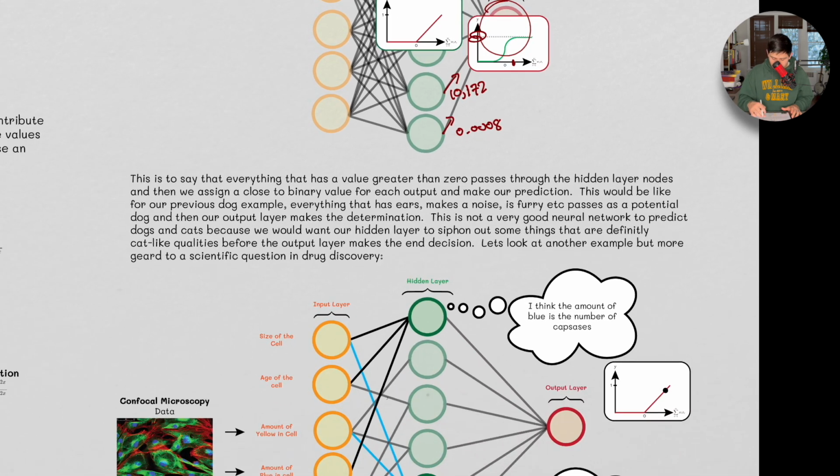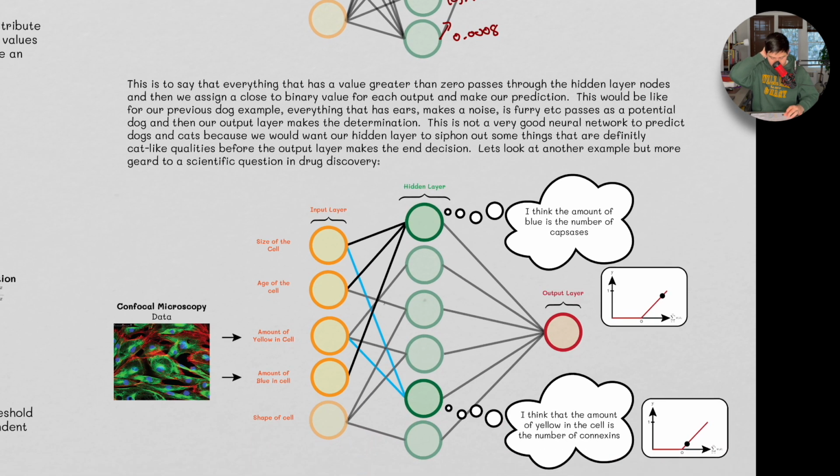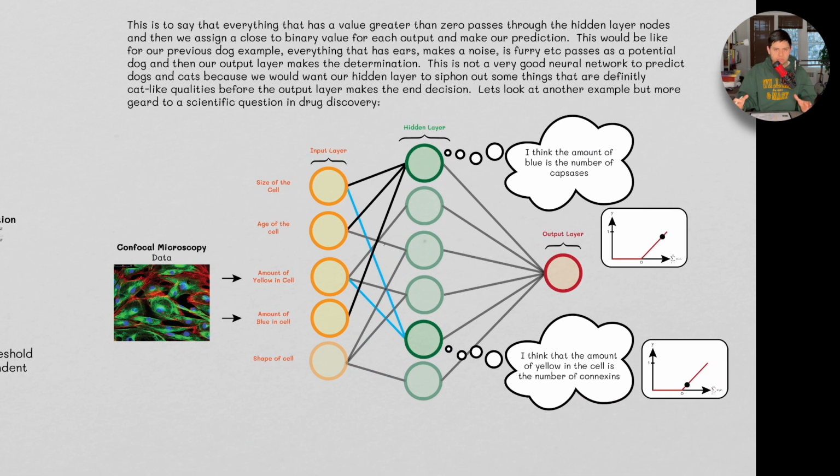Okay, so let's look at another example, but more geared towards a scientific question in drug discovery, because I want this playlist to be mostly focused on how we can use AI in drug discovery, although every now and then we won't use examples in drug discovery, right? Because I want you guys, even if you're not into drug discovery or AI or anything like that, to still be able to understand this kind of stuff, and so we'll use examples that are not drug discovery related either.